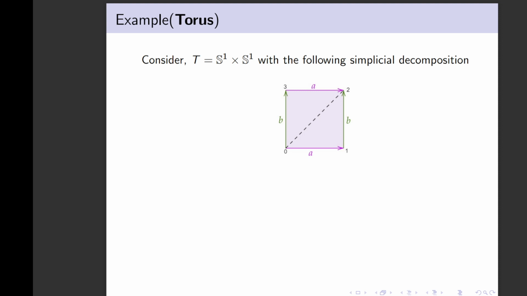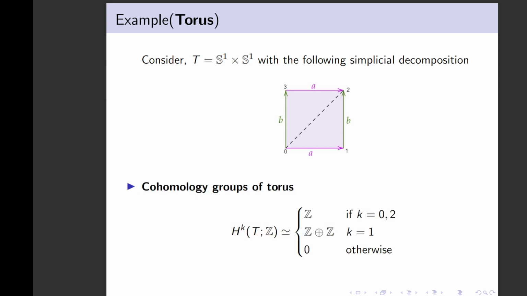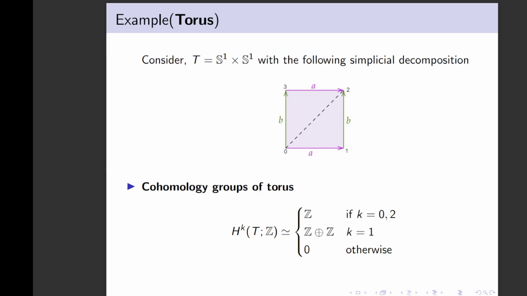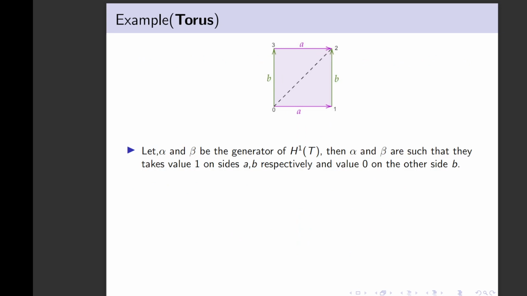If you apply the definition of cohomology that I defined previously, you will see that the cohomology group of the torus is this. For degrees 0 and 2, it is Z, and for degree 1, it is the direct sum of two copies of Z. Now we will try to see what the cup product structure is here. Suppose alpha and beta are the generators of the first cohomology group of the torus.